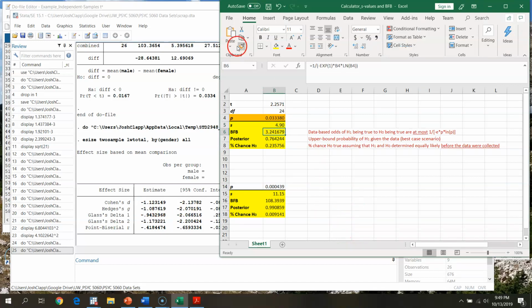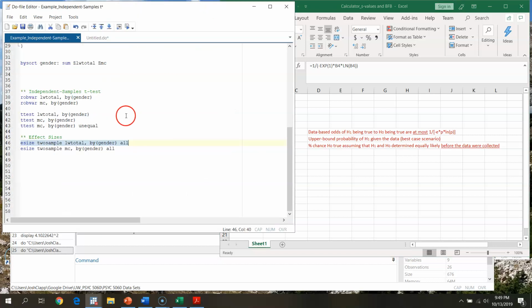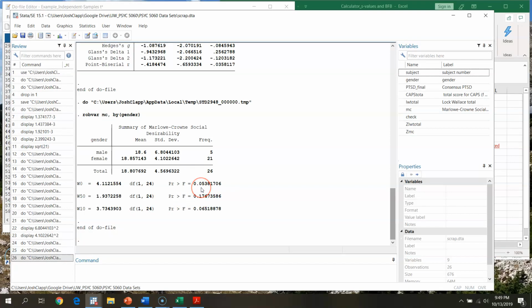So this is just for our Locke-Wallace, but we have at least some evidence consistent with our hypothesis that the population of male survivors of motor vehicle accidents with PTSD may score lower in marital satisfaction than women. But then we also wanted to take a look at our Marlowe-Crowne, right? Remember, when we looked at our homogeneity of variance test for the Marlowe-Crowne, it looked like we had some potential differences. Our test isn't significant, so we haven't technically violated it, but we want to be careful.